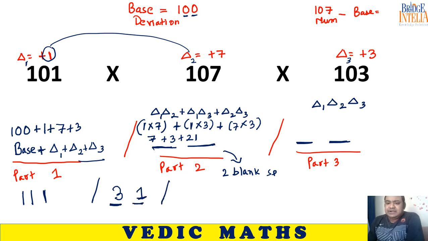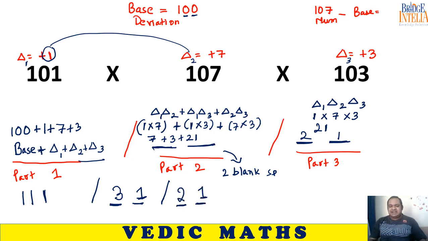Now third part, delta 1 into delta 2 into delta 3, that is 1 into 7 into 3. So this comes out to be equal to 21, and 21 is already a two-digit number. So 2, 1, 2 and 1. So our answer is ready. So final answer would be 1, 1, 1, 3, 1, 2, 1.